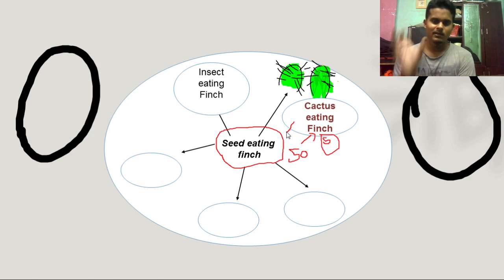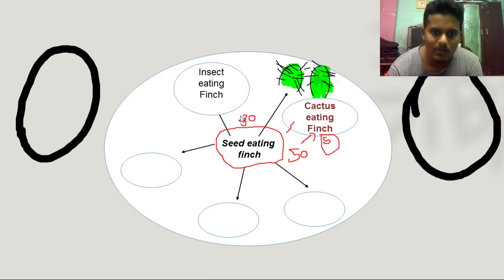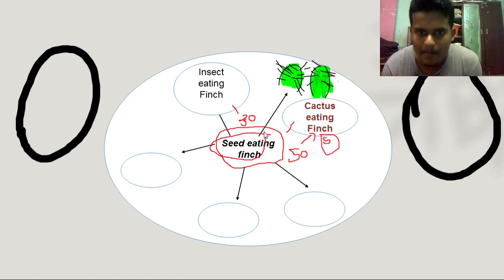They will be adapted there, they will get situated in that place, and they will mate and grow into higher populations. Then another 50 birds move on to this place, to eat insects. There, a few birds can sustain and become insect-eating finches, with their beaks modified. But you have to remember that the original parent population is seed-eating finches. You have to understand that seed-eating finches are the parent population. Okay, this is adaptive radiation.